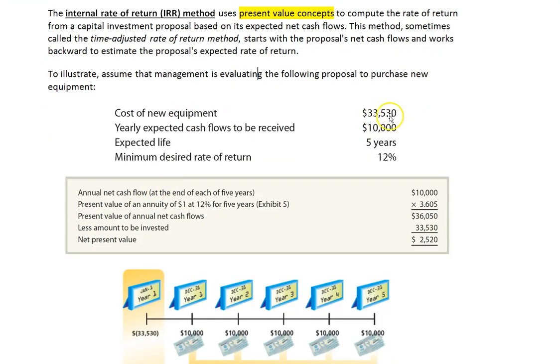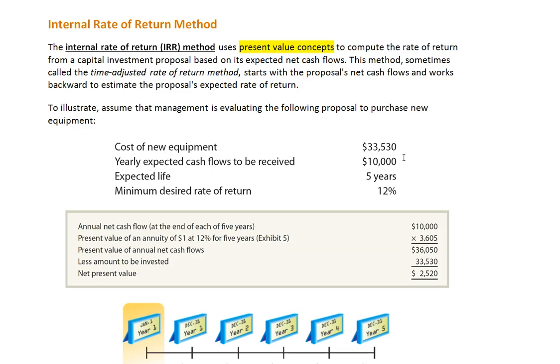Alright, let's take an example. We have a cost of new equipment of $33,530, yearly expected cash flows to be received of $10,000, expected life of 5 years, minimum rate of return of 12%. What we could do to solve IRR, IRR is the discount rate that makes net present value equal to 0. So what we can do is run this analysis and see what the net present value is. In this case, the net present value is $2,520, but it's positive. That means that this project is earning more than 12%.